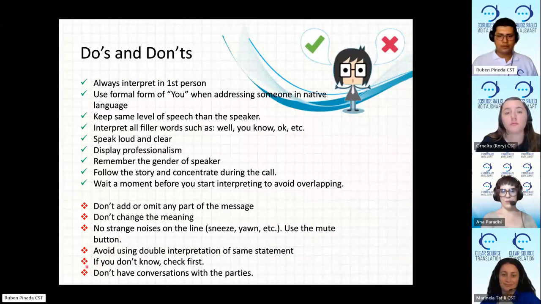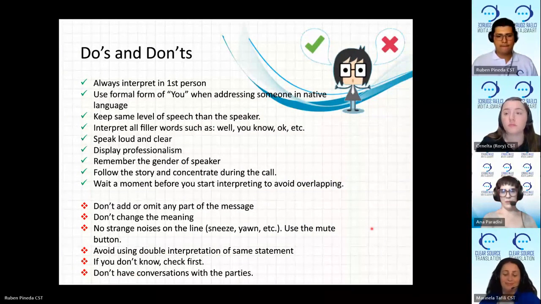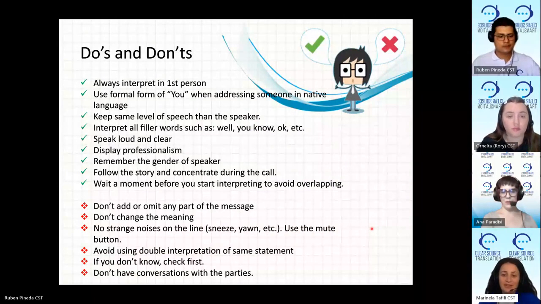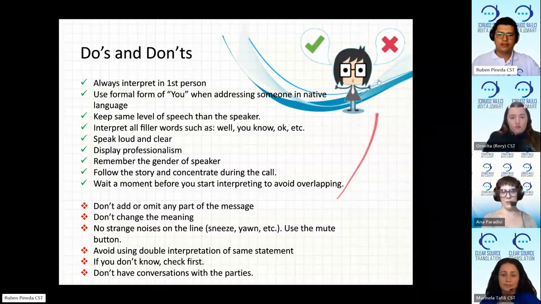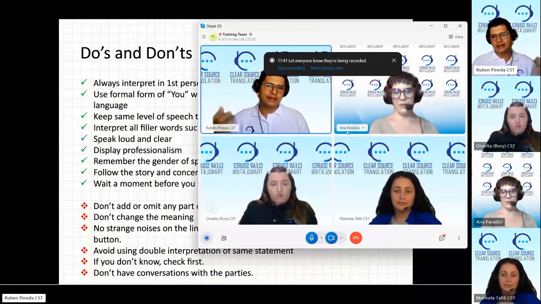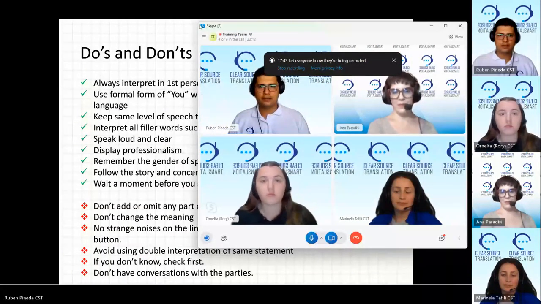Then we have 3 more things. So, Marinela, can you help me with those 3? Yes, sure. Avoid using double interpretation of the same statement. If you don't know, check first. Don't have conversation with the parties. Thank you. What do you understand? Anybody can tell me here. Avoid using double interpretation. Do you have any idea what that could be?